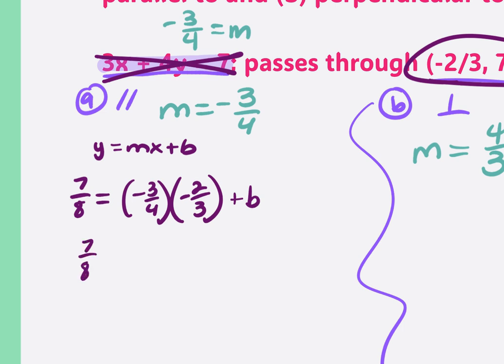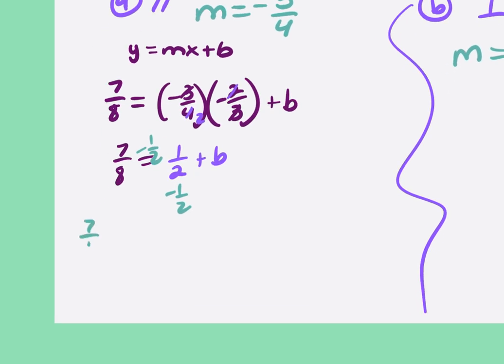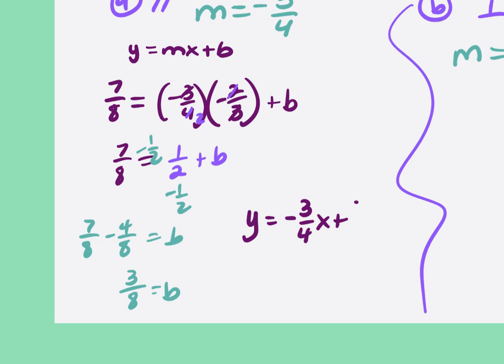I'm going to get 7/8 equals positive, well, this cancels and this simplifies, positive 1/2. And then I'm going to subtract that 1/2. And I get 7/8 minus 4/8. And b is 3/8. And then I take and plug back in the m and the b. So y equals negative 3/4 x plus 3/8.